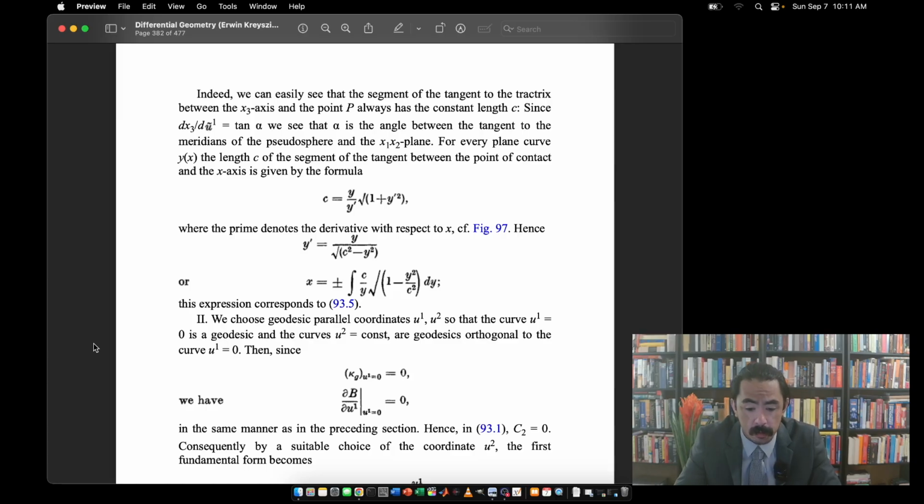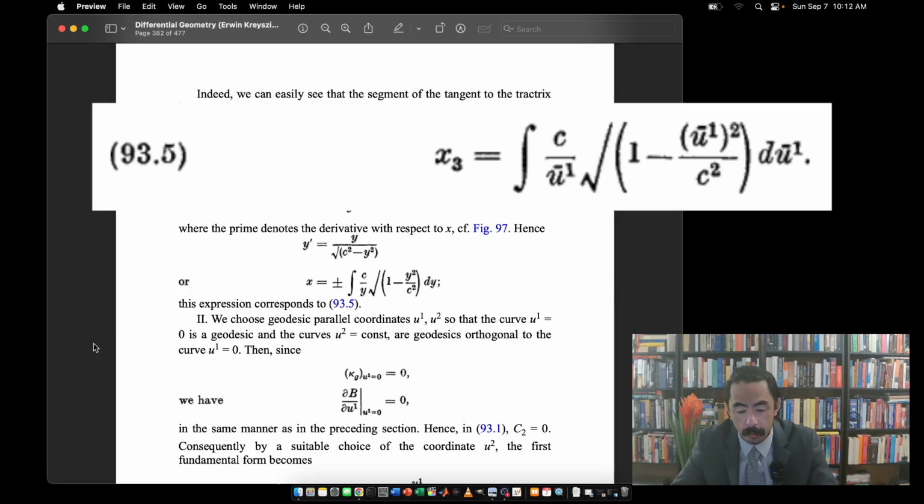Hence, y prime is equal to a fraction with the numerator of y and a denominator of the square root of the quantity c squared minus y squared, or x is equal to plus or minus the integral of c over y, times the square root of the quantity 1 minus y squared over c squared, dy. And this corresponds to the expression for x3, which I read previously as expression 93.5 above.